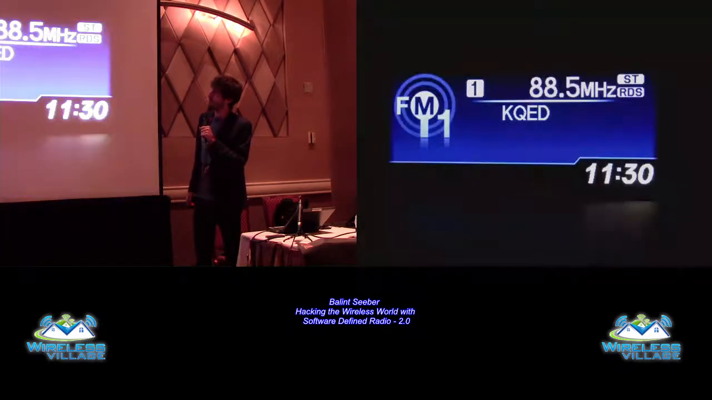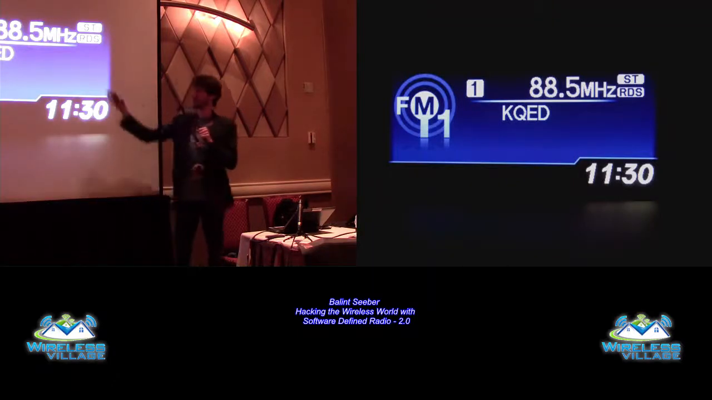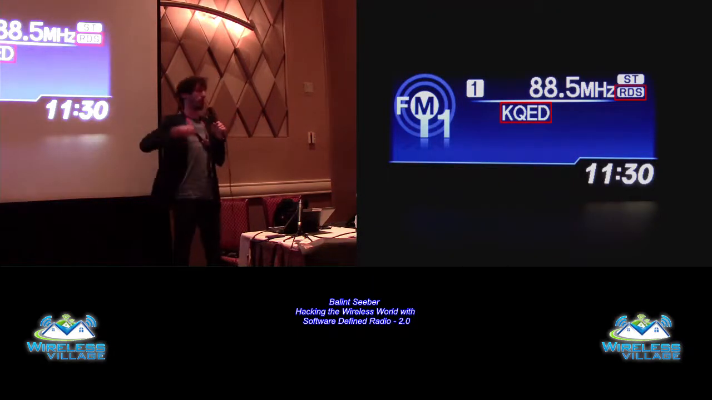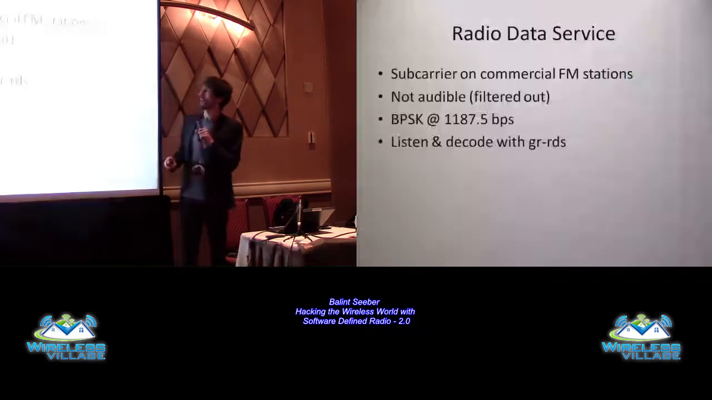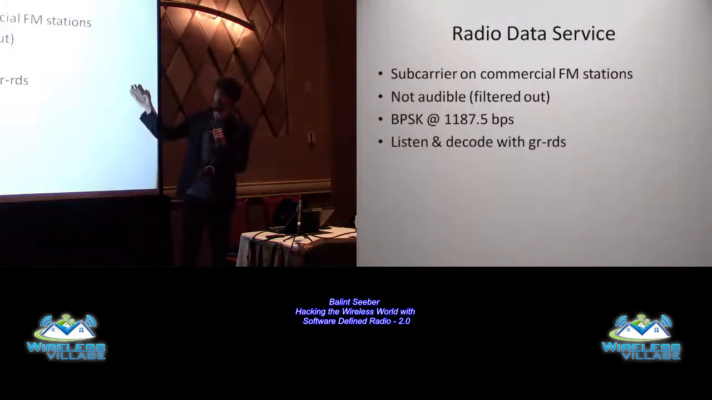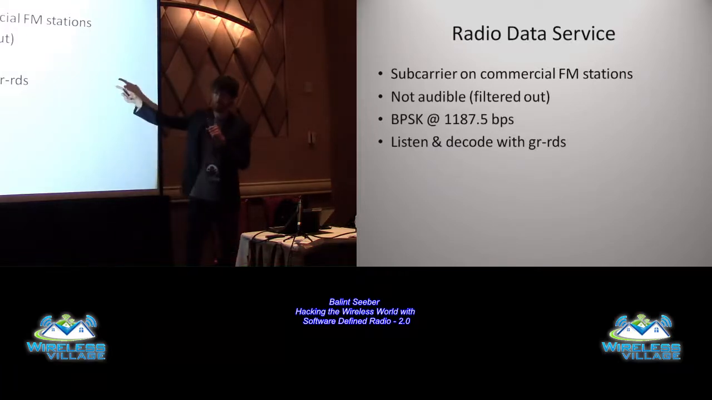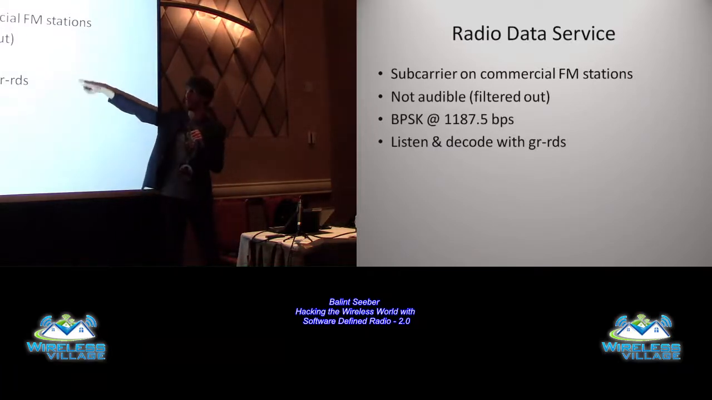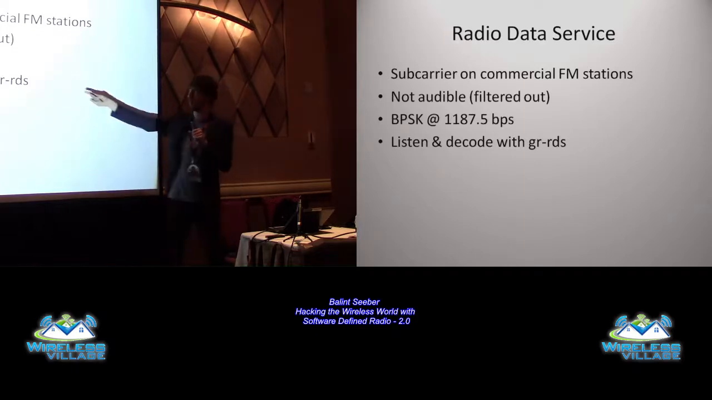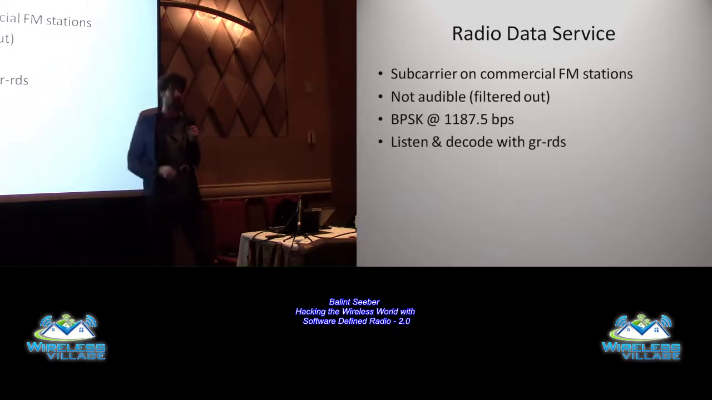So with RDS, you've probably seen on your radio receiver, it'll actually tell you the station name and the name of the song and so on. It's a sub-carrier on commercial FM stations. It's not audible because it's filtered out. It's BPSK and it runs at this odd baud rate. You can listen and decode with this out-of-tree module called GR-RDS.